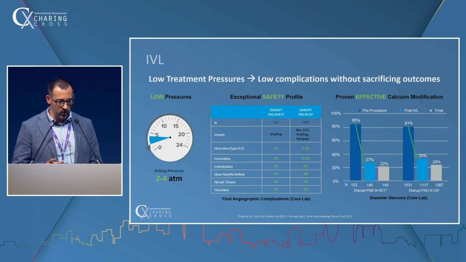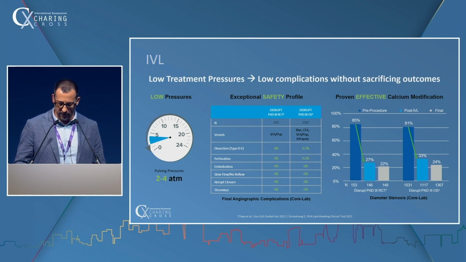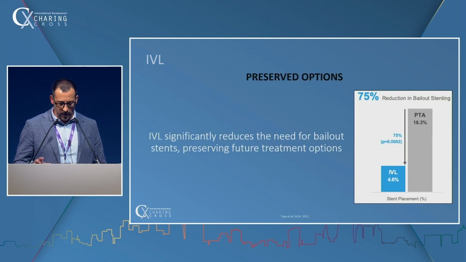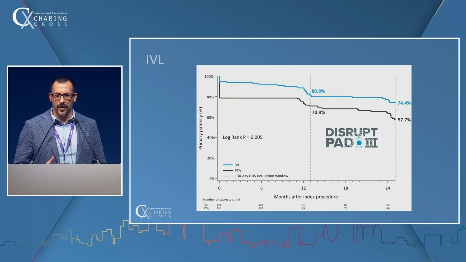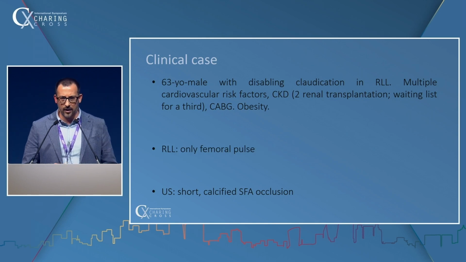Here on this slide, you can see how exceptional the safety profile of this device is, and very effective in such complex lesions. Compared to PTA, using IVL we can reduce the need for bailout stenting a lot, preserving future treatment options and achieving very good results in these complex lesions. Let me share this clinical case.